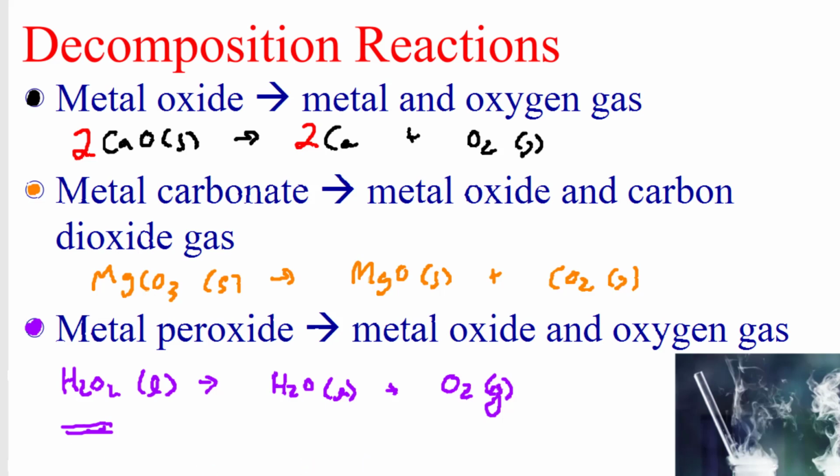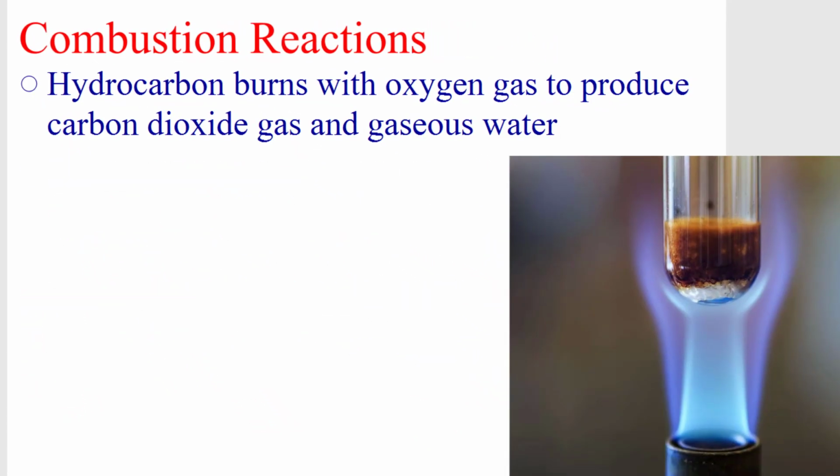I believe we have to balance this because take a look. We have 2 O's at the beginning. We have 2 and 1, which is 3 O's at the end. So this, we're going to put a big 2 right there to make these oxygens even. So that gives me 2 O's, and 2 O's is 4 O's. We'll put a big 2 there, and that balances everything out, 2 to 1 ratio. Last but not least, we have combustion reactions.